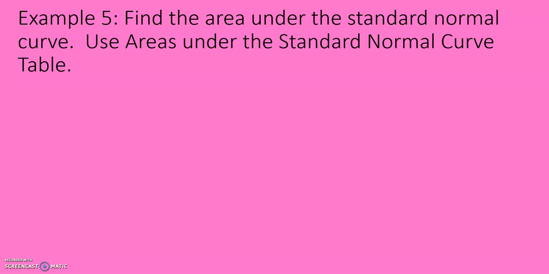Example 5. Find the area under the standard normal curve. Use areas under the standard normal curve table. You'll find the standard normal curve table on page 715 in the textbook, or there is a table posted on D2L with this section's video and notes. Find the area under the curve between z equals negative 1.45 and z equals 2.71. The most important thing to do is draw the curve.